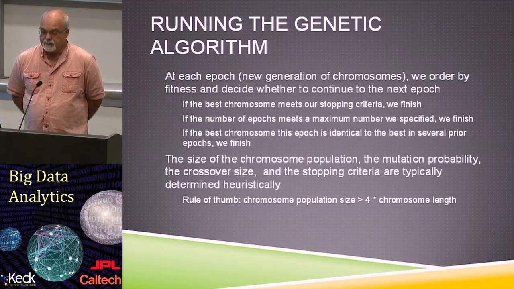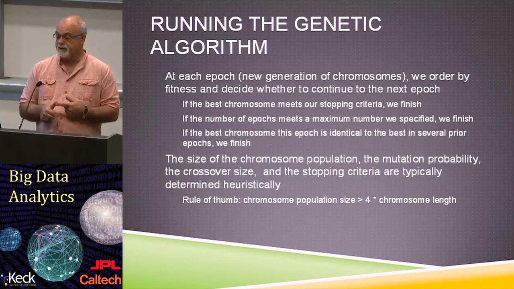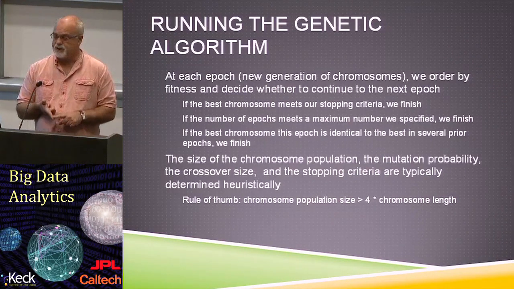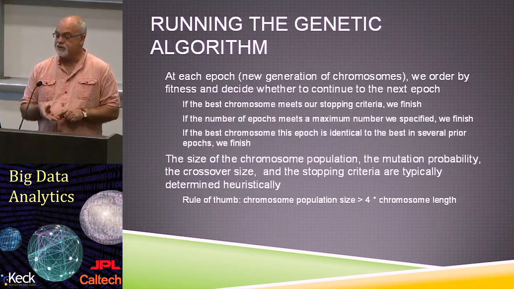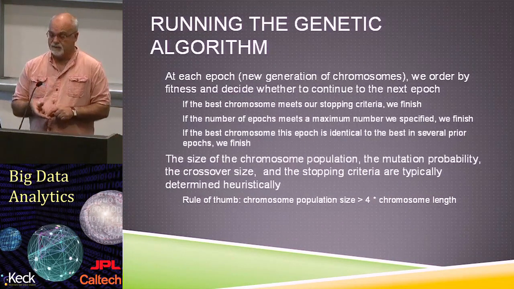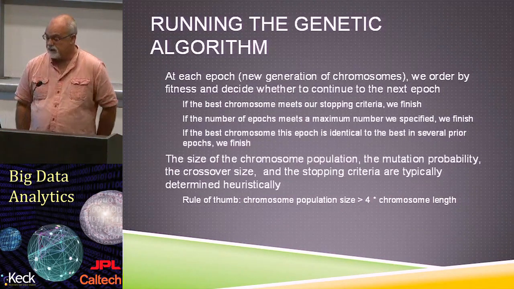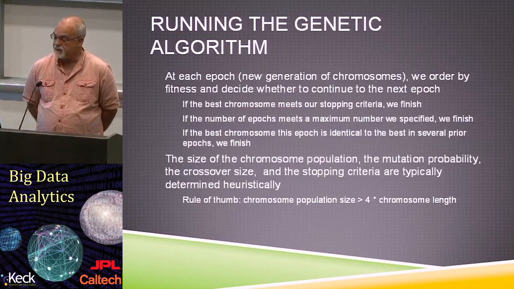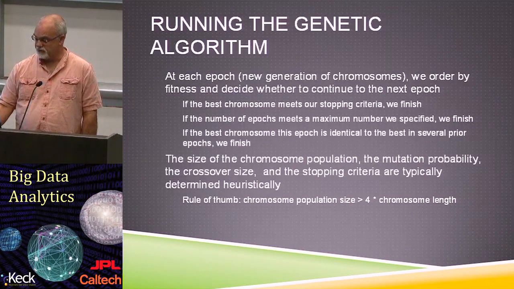So a lot of these parameters which are used when running the algorithm are rather ad hoc and heuristic. The size of the population, for starters, the probability of mutation occurring, the size of the crossover pieces between the chromosomes, and the stopping criteria. You typically derive those heuristically. Now, some people have come up with rules of thumb. This is one I saw quoted, that the chromosome population size should be greater than 4 times the chromosome length. Now, in my experience, you need much bigger chromosome population sizes than that, but maybe you can get away with it for simpler problems.